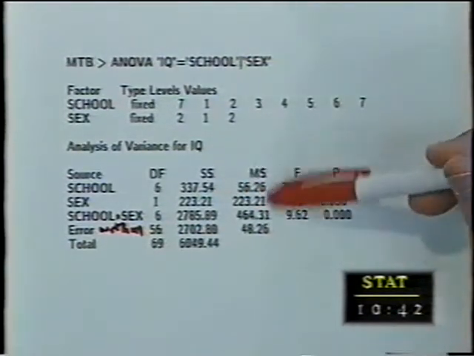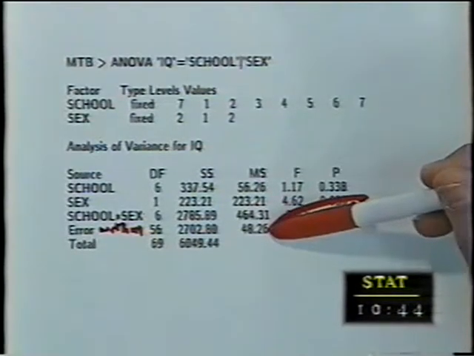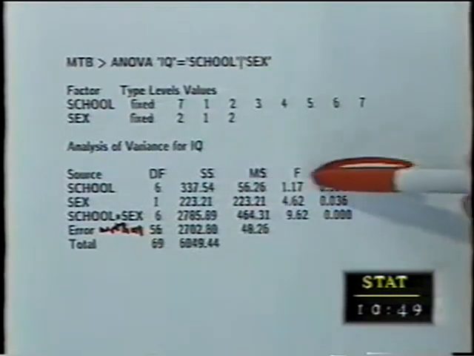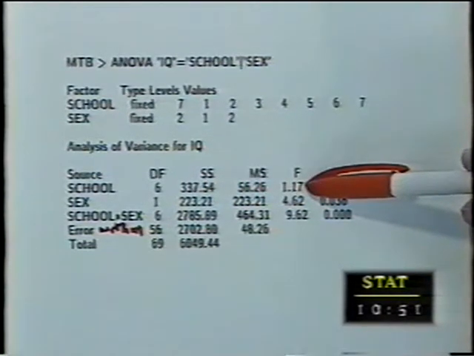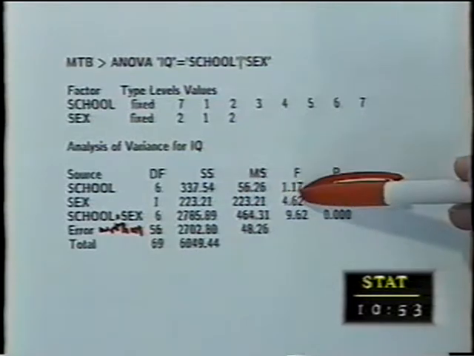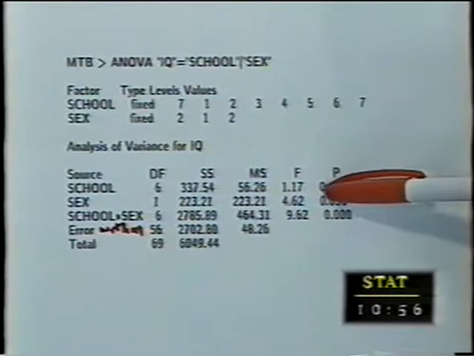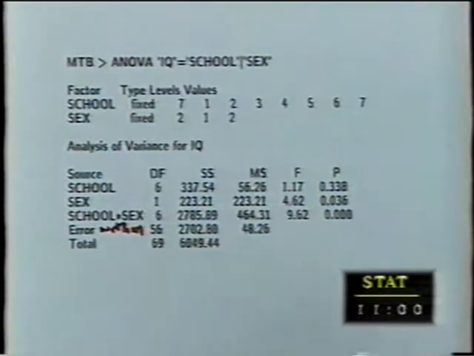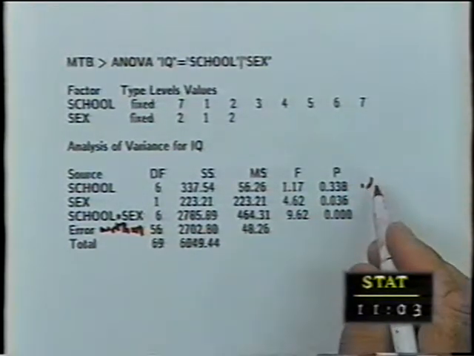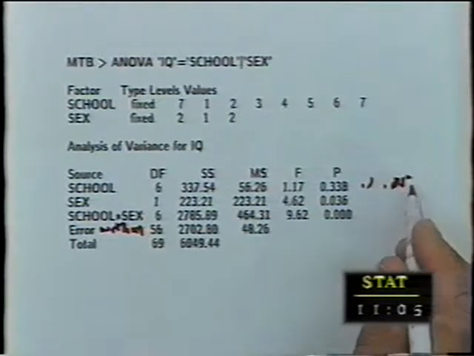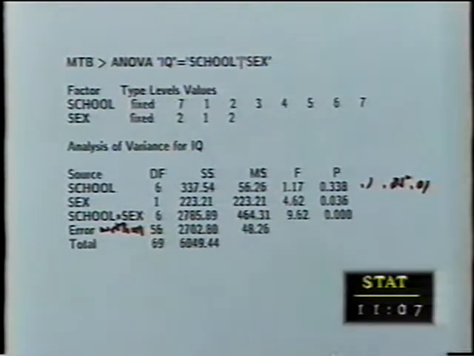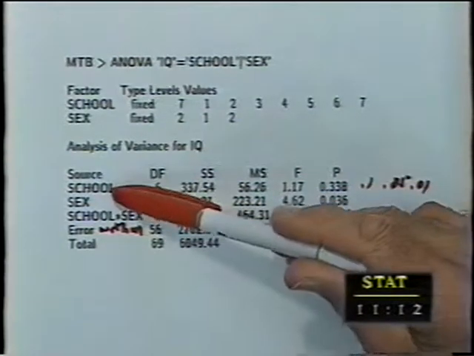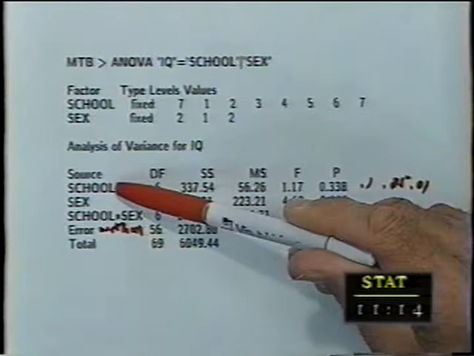And here's the mean square, the variation. It says the variation within is 48. The variation in schools is 56. That's 1.17 times as big. Well, is 1.17 times as big significant? Is there a significant school effect? And the answer is no, because none of 0.1, 0.05 and 0.01 are bigger than the p-value, and therefore I must fail to reject the hypothesis that there is no school effect. All schools are the same.